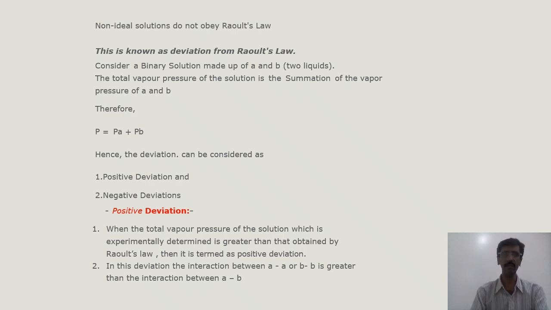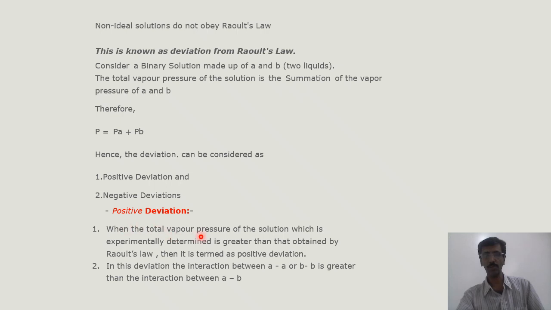Now when you talk about deviations, there are two possibilities. One we call a positive deviation and the other is a negative deviation. So let's begin with the essential points of the positive deviation. My dear friends, I am very sure that if you understand the positive deviation very well, then negative deviation is going to be very easy. This is the beauty of chemistry: you understand one concept and apply it to the next concept. So let's begin with the very first point under positive deviation.